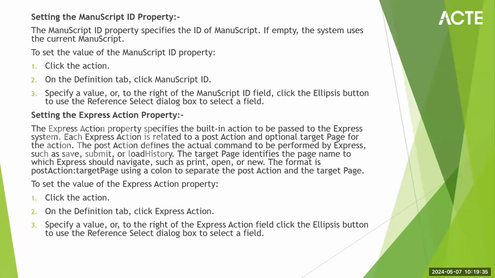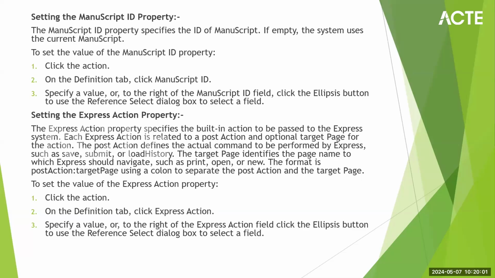Setting the express action property. The express action property specifies the built-in action to be passed to the express system. Each express system is related to the post action and an optional target page for the action. The post action defines the actual command to be performed by the express, such as save, submit, load history.